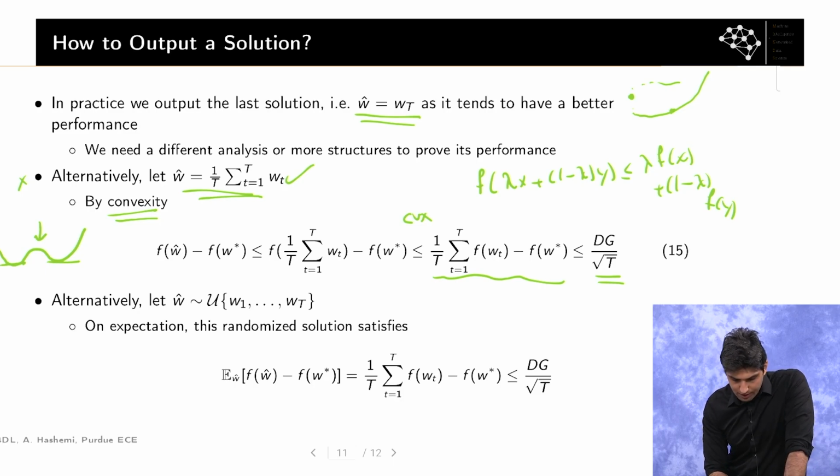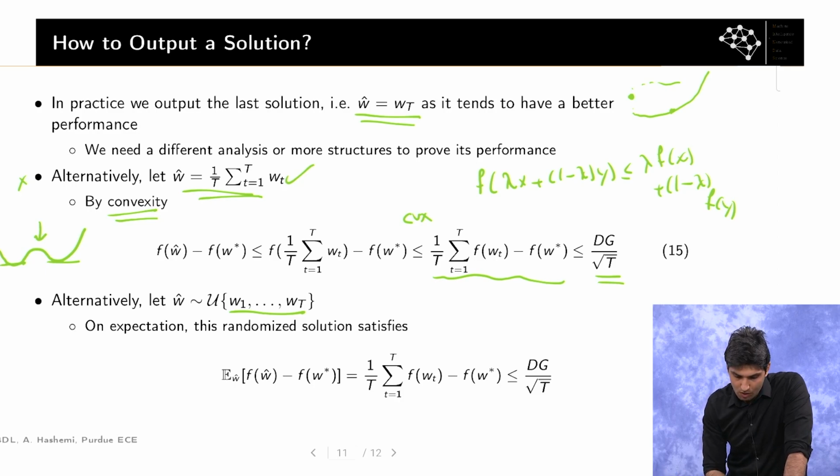All right, and the last way of outputting a solution is, I would say, an approach that is preferable when you are stating theoretical guarantees, especially for non-convex functions. So what we do here is sample one of the iterates that we have encountered when running the gradient descent algorithm, uniformly at random. What that means is, let's say I run my gradient descent algorithm for 100 iterations. To output the solution, I'm going to pick the first one with probability 1 over 100, or the second one with probability 1 over 100, etc.